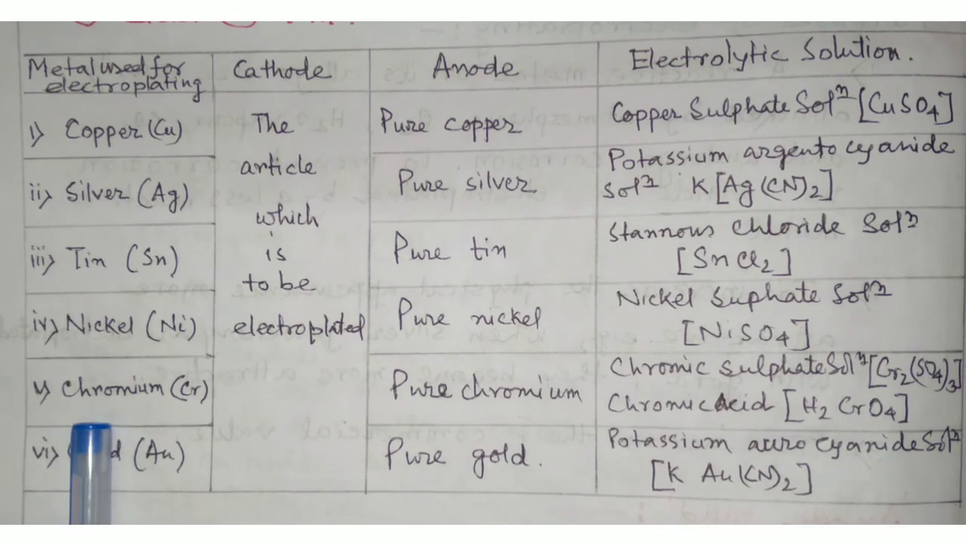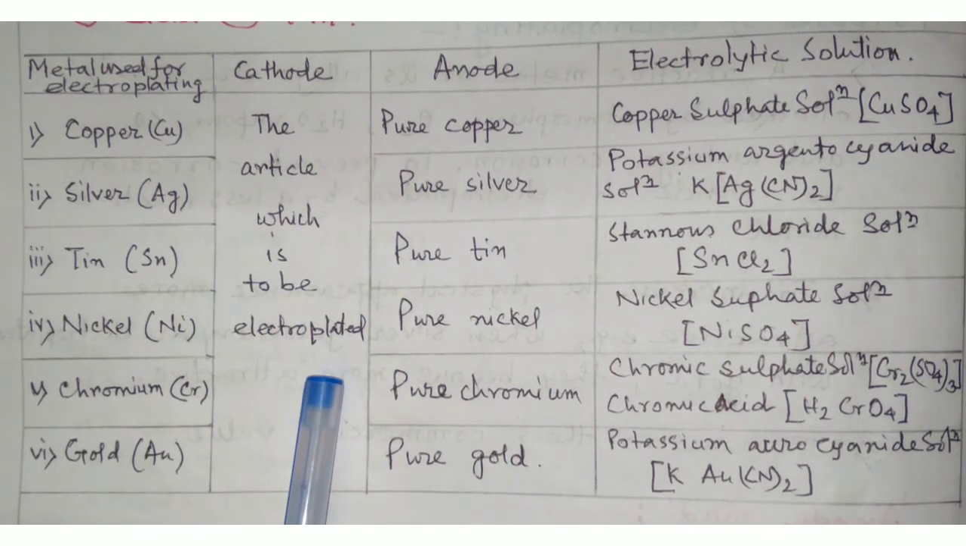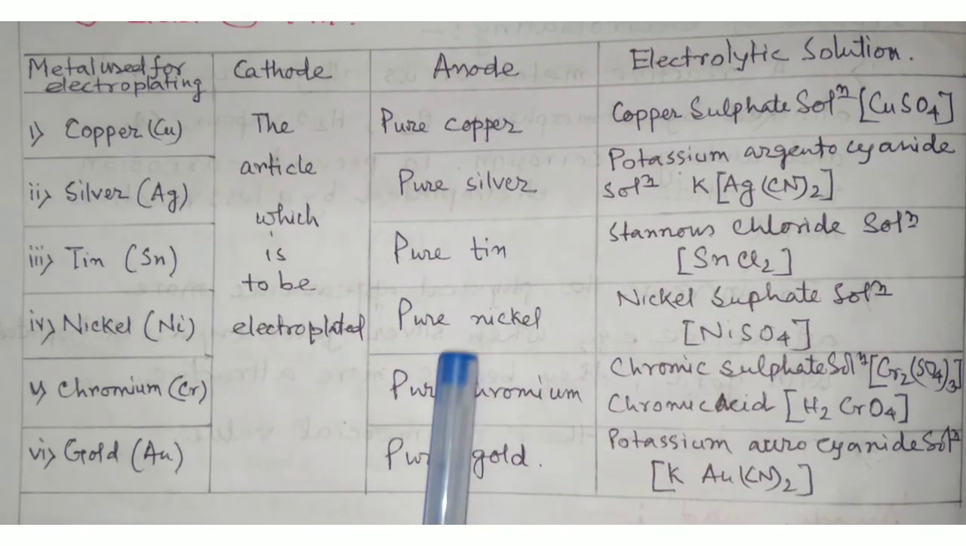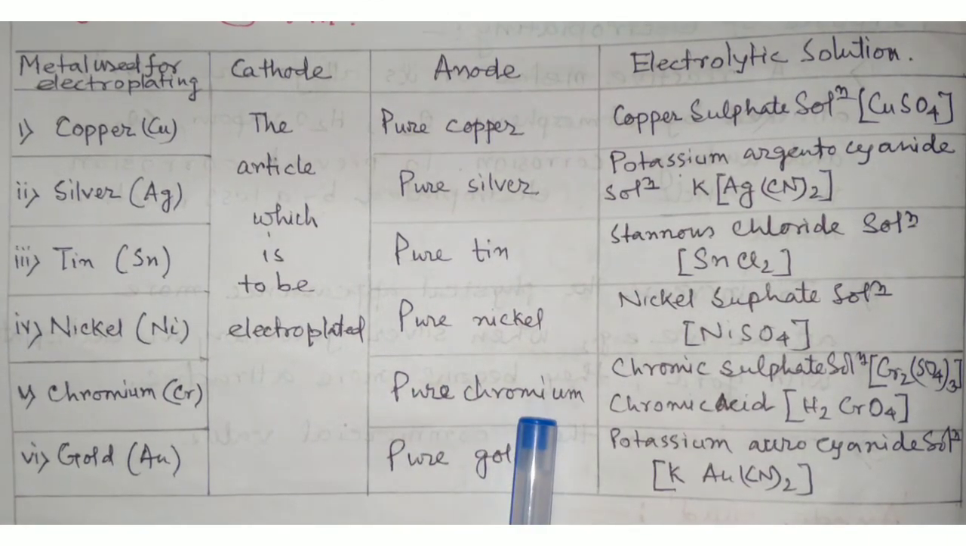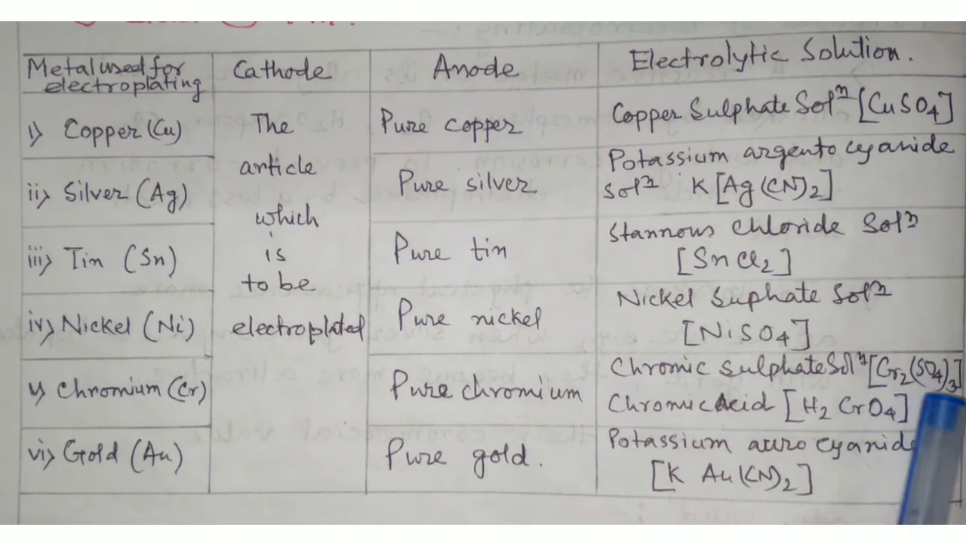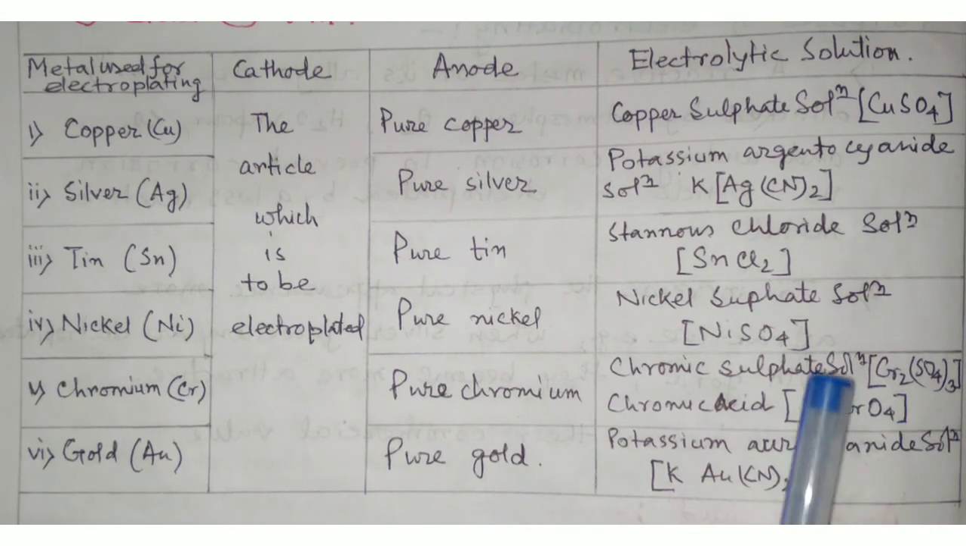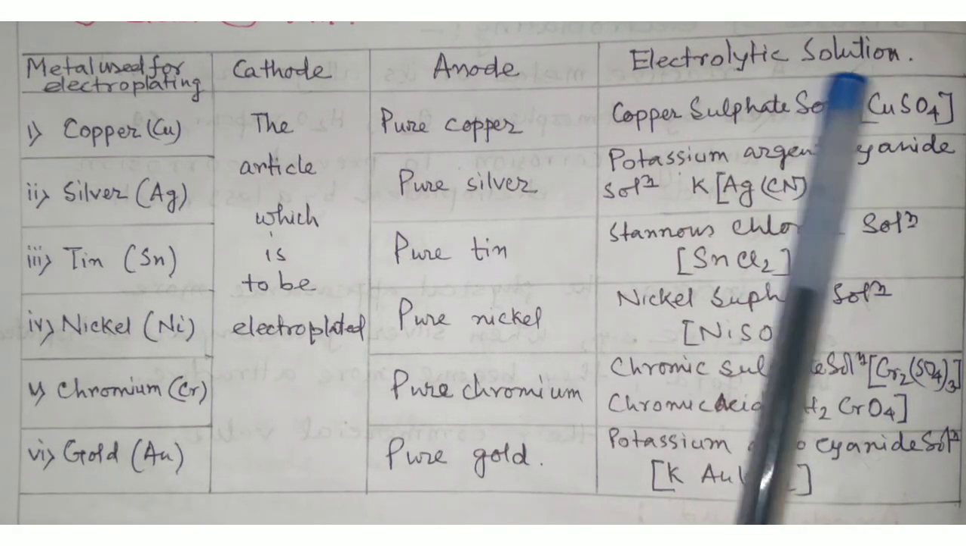When you use chromium for electroplating, the article which is to be electroplated is always used as cathode, and pure chromium is used as anode, and chromic sulfate Cr2(SO4)3 or chromic acid H2CrO4 is always used as electrolytic solution.